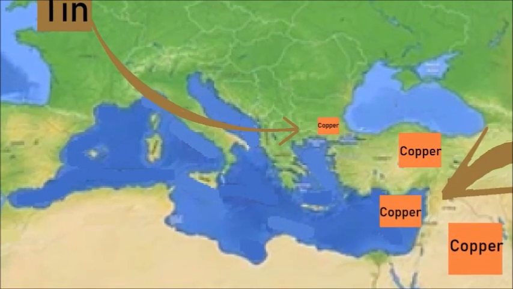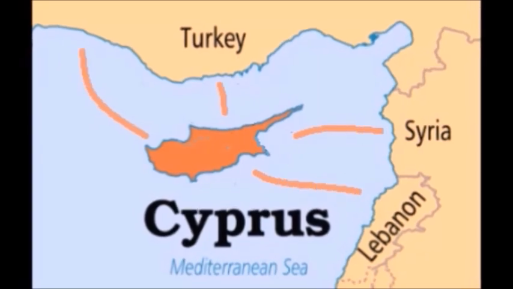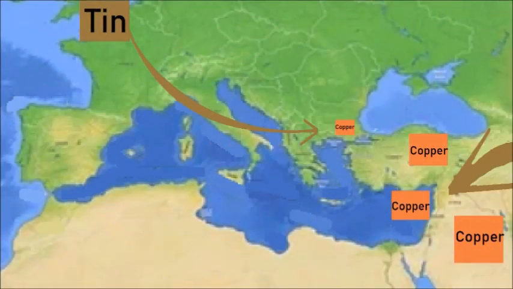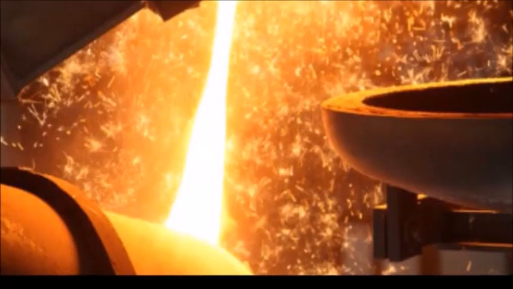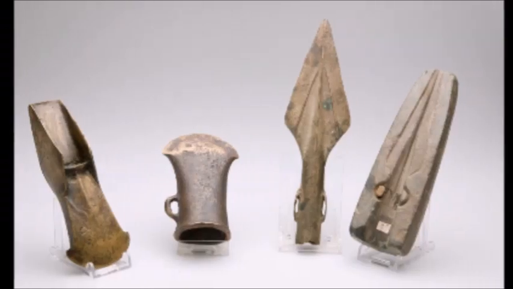Copper was available around the east of the Mediterranean. Cyprus, for example, was rich in copper. Tin was brought from farther east and farther west than the copper sources. Tin would be melted with copper to make bronze, which would be used for weapons and tools.